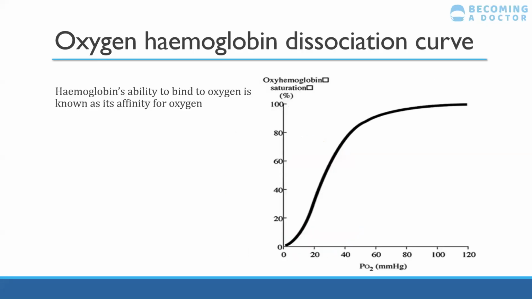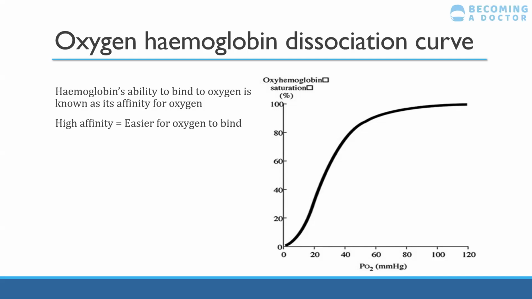Now, hemoglobin's ability to bind oxygen is known as its affinity. The higher the affinity, the easier it is for oxygen to bind to hemoglobin. The affinity of hemoglobin for oxygen can actually vary based on the concentration, or the partial pressure, of oxygen in the surrounding gas. This is because of something called cooperative binding. Once the first oxygen molecule has bound to the first subunit, it changes the shape of the hemoglobin slightly and makes it easier for subsequent oxygen molecules to bind. This is called cooperative binding.